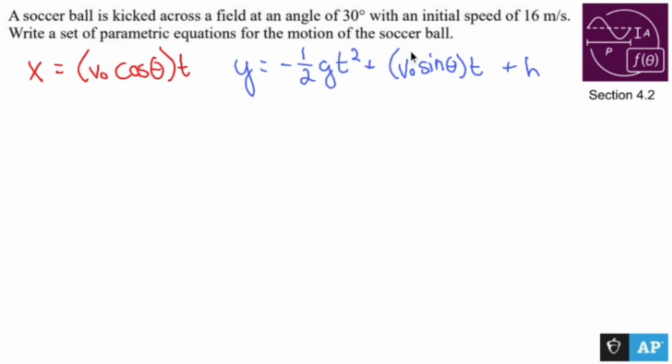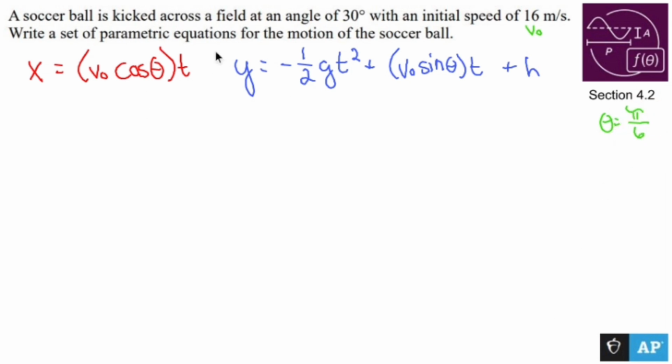Okay, so basically what we need to do is look at all this information and see what we're starting out with. Now, the initial velocity, that v sub 0, is going to be 16 meters per second. The angle of 30 degrees, 30 degrees simply isn't going to cut it. So we're going to turn 30 degrees into pi over 6.